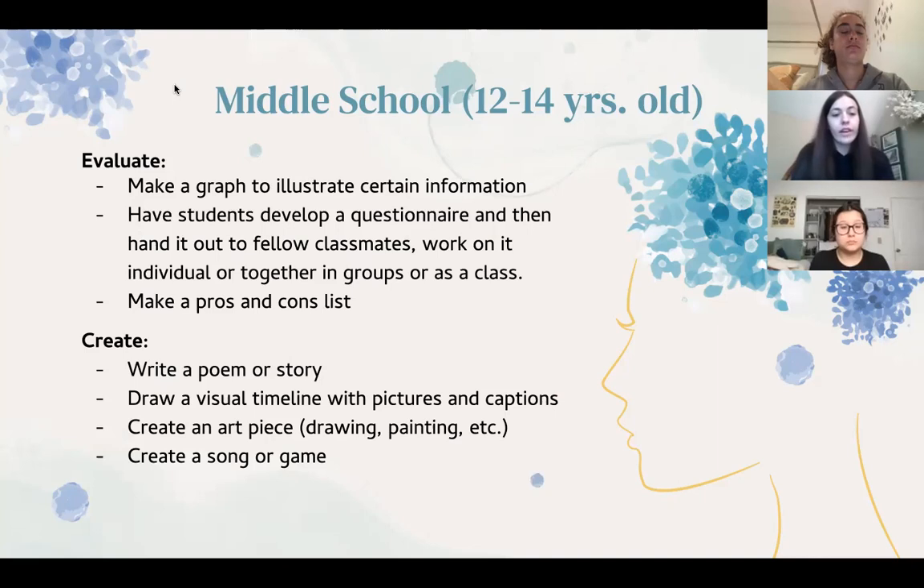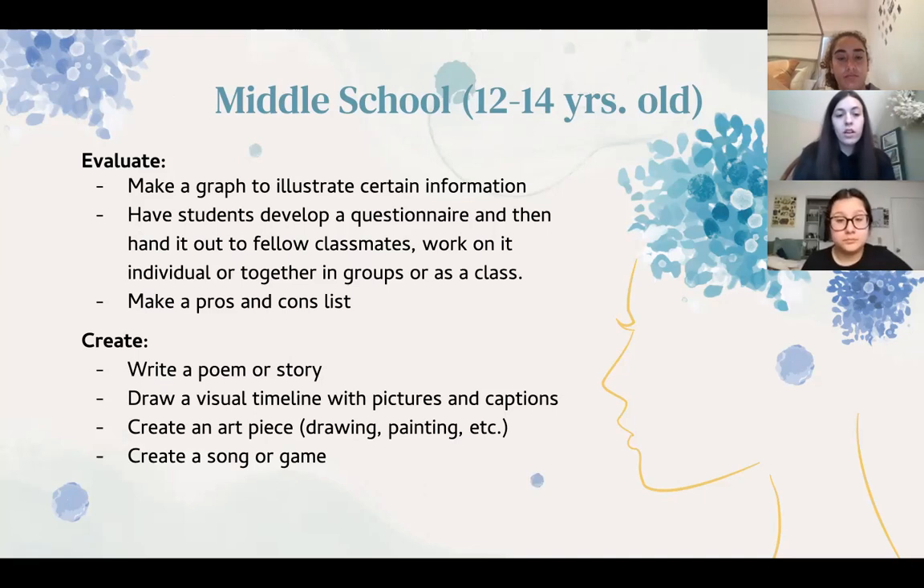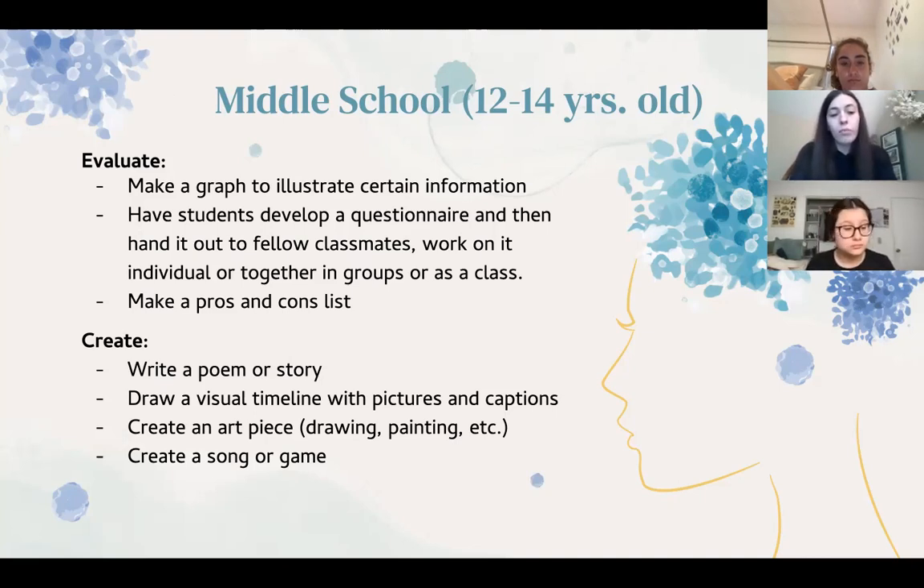Next would be evaluate. So you can have your students make a graph to illustrate certain information and have students develop a questionnaire, then hand it out to fellow classmates. Really just engage them and see what they know and be able to ask their fellow classmates questions. They can work on it individually, together, in groups, or as a class. They can make a pros and cons list of what they're learning.